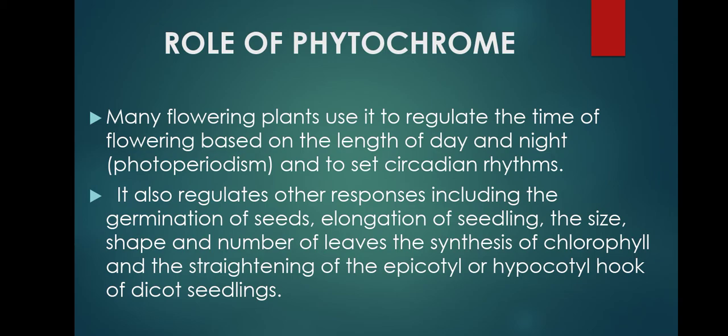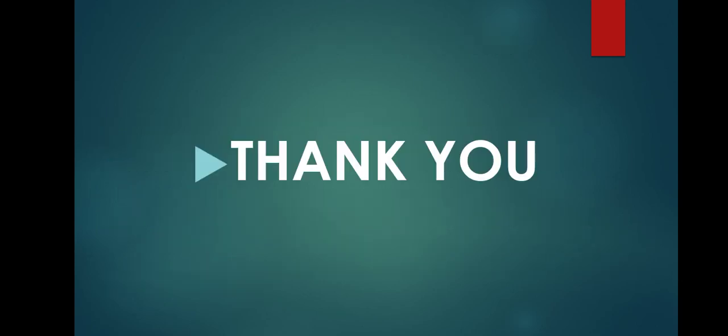It also regulates the shape and number of leaves, the synthesis of chlorophyll, and the strengthening of the epicotyl or hypocotyl hook of dicot seedlings. When light affects the leaves, they convert the pigment into green with the help of chlorophyll, which is strengthening and giving force to the epicotyl or hypocotyl hook of dicot seedlings. Thank you so much.